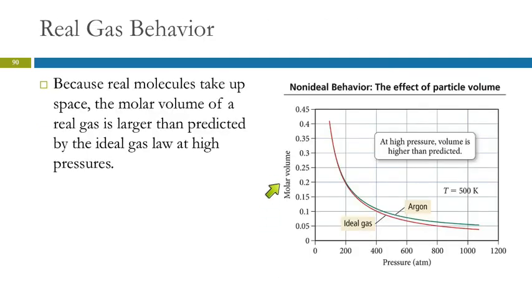So here's a graph of that. Molar volume versus pressure. So we've got two gases, the ideal gas and argon, a real gas. So up here where the pressure is low, these are right on top of each other. As we increase the pressure, we start to see a separation in these two lines. And out here, the volume of argon is definitely larger than the volume of the ideal gas. Because the ideal gas, its particles have no volume, and so you can squeeze those together infinitely. You can't do that with a real gas.